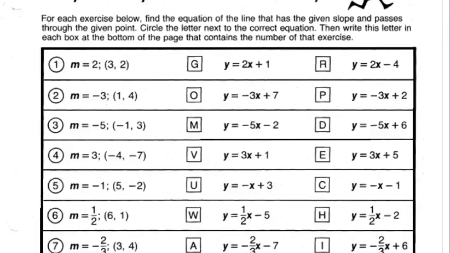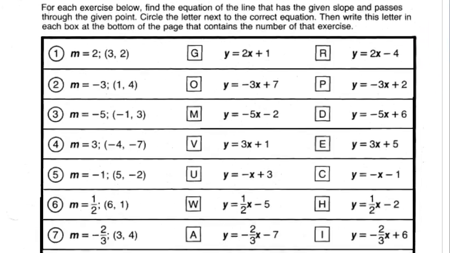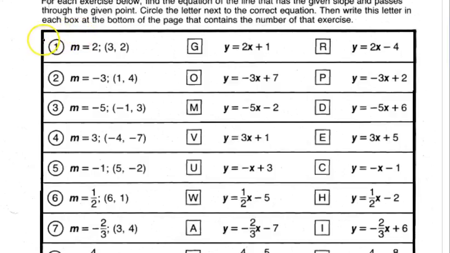Just like we did on the last assignment, we're trying to find the equation of the lines, but without graphing. So we could always draw a graph and find (3, 2), and then use the slope up 2 over 1 or down 2 left, and try to figure out the y-intercept that way. But you want to be able to do it without that.